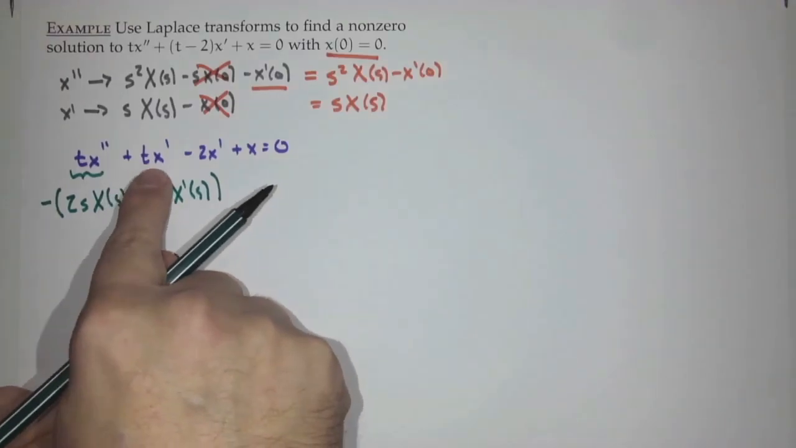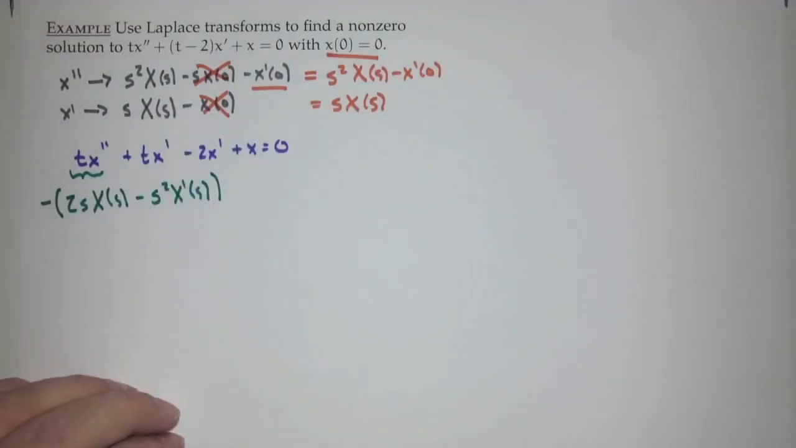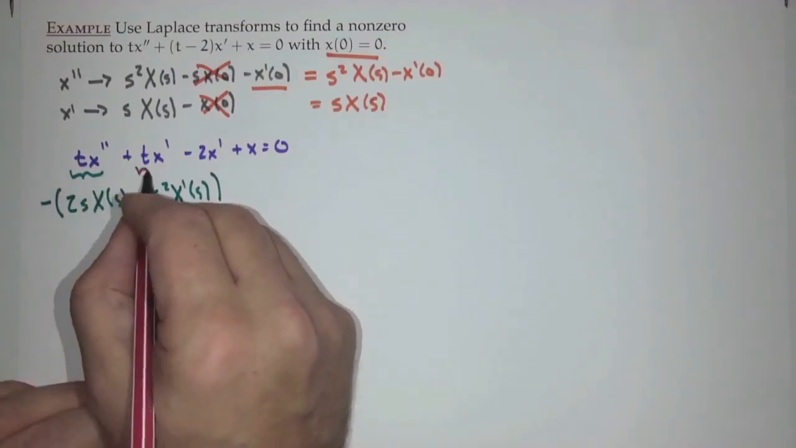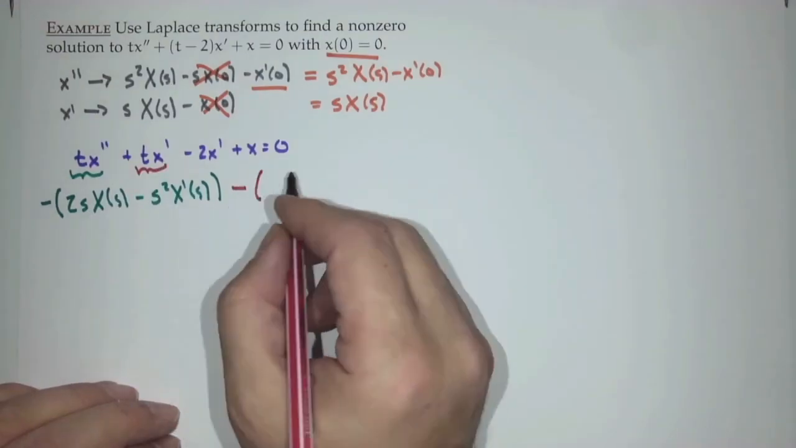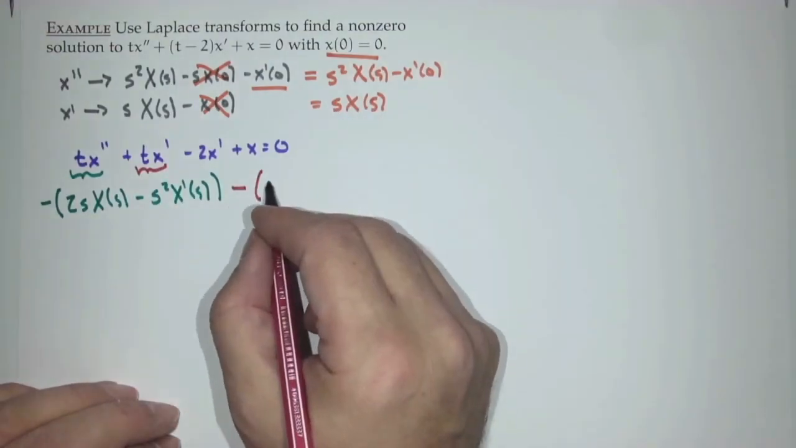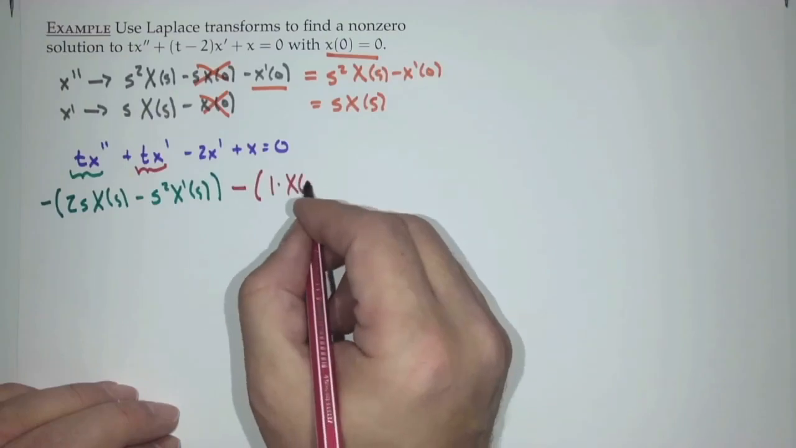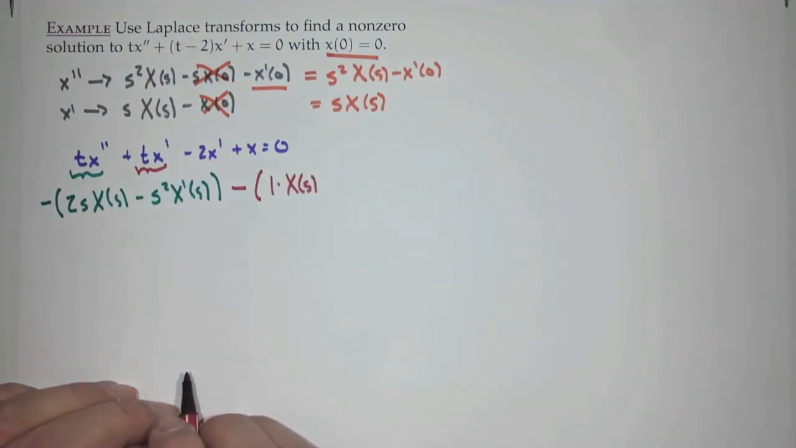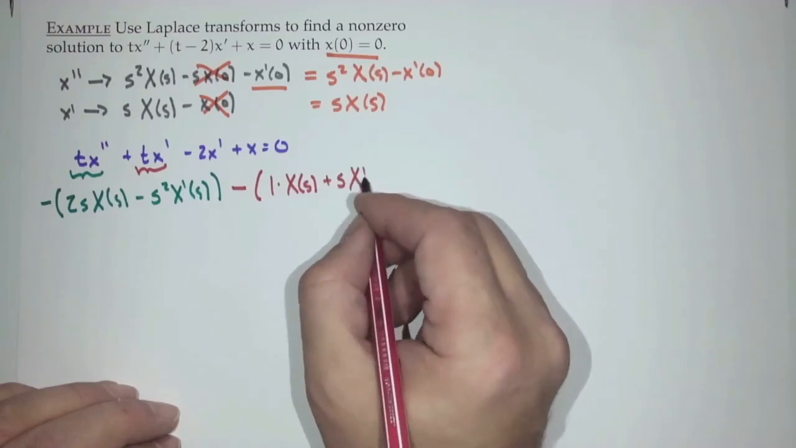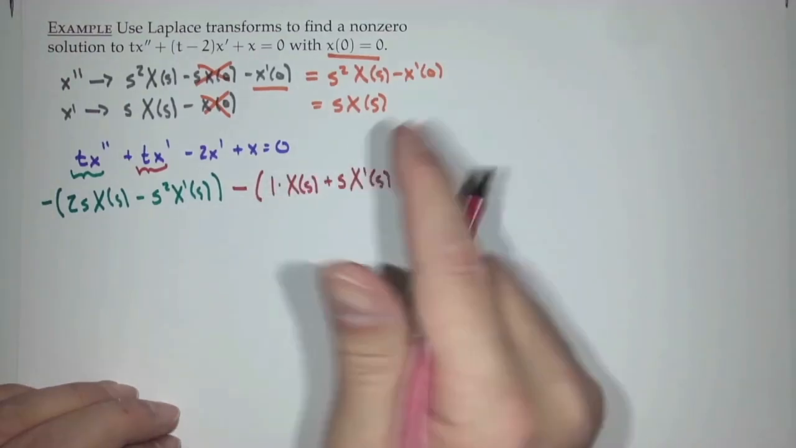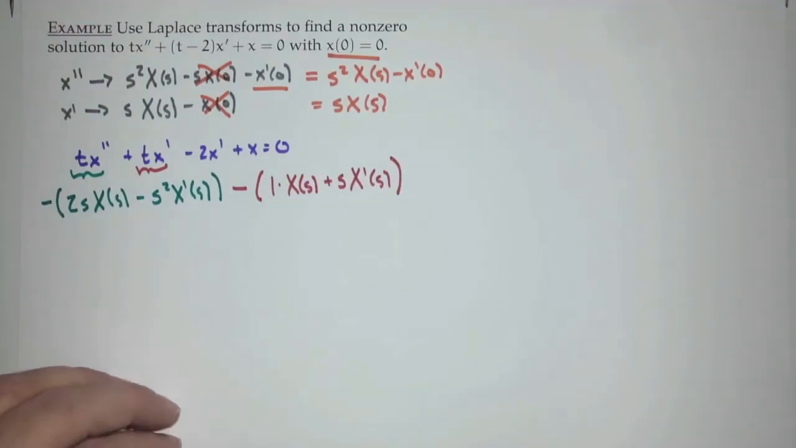All right, how about the tx prime? What will that become? Negative xs. Negative, good. Product rule again. Derivative of the first would be 1 times x of s, minus s x prime of s. Okay, and s x prime of s will ultimately become a minus when we put the minus through. We'll get the minus there eventually.